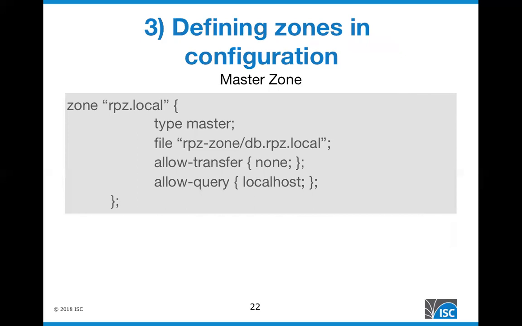And you always want to make sure that you're allowing your query from inside your network. In some cases, if you have multiple resolvers, you actually want to have the internal IPs of those resolvers within the allow query. So only these specific hosts can do these RPZ lookups.